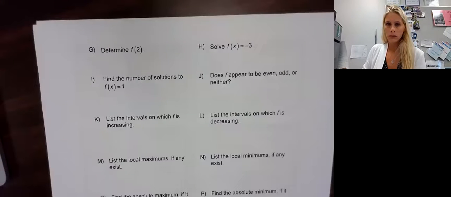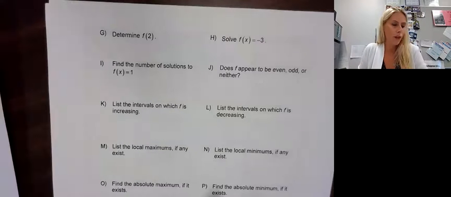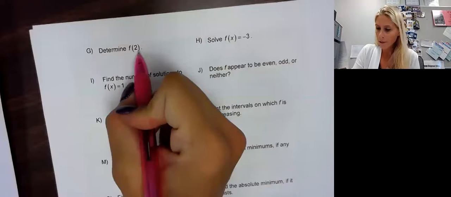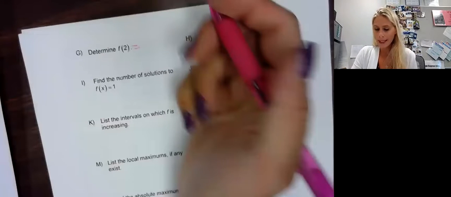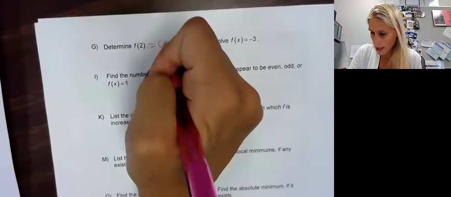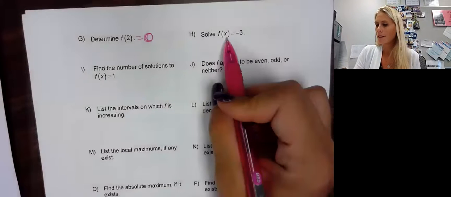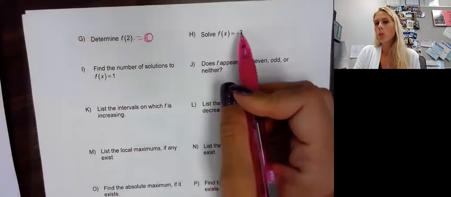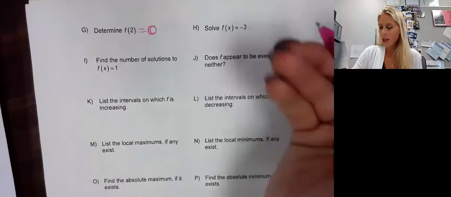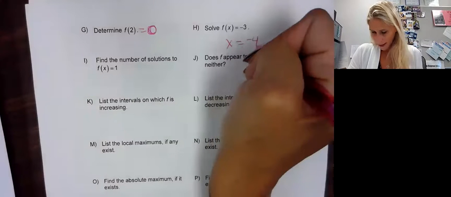All right. We are dealing with the same graph. So I'm going to have that graph, make sure it's in front of you, okay? Now this says determine f of 2. So if we go to f of 2, which means that the x value is 2, you look at that coordinate, it means it equals 0. Here we solve f of x is -3. So that means the y value is -3. So where is the y value at -3? Well, that is x is -4 and 4.